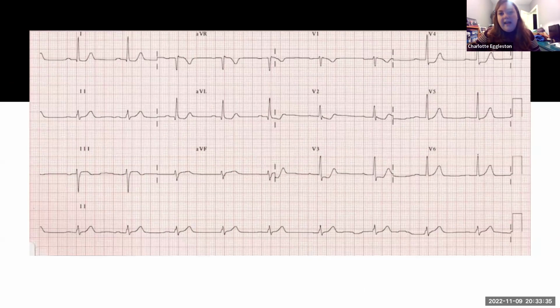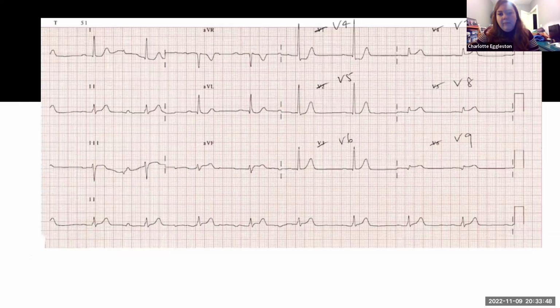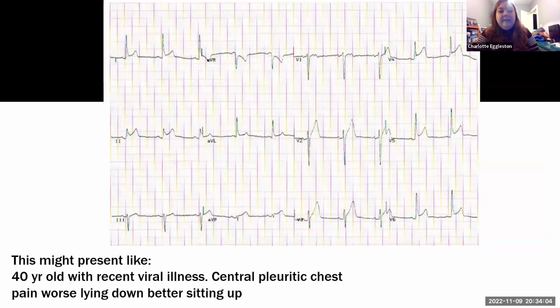Similarly, on this one, we've got ST depression again, kind of V2, V3, V4. We've got probably a little bit of ST elevation in 3, but it's a bit more subtle. And when they added on the extra leads, you can see again, we've got some subtle ST elevation, 7, 8 and 9. So they were having a posterior STEMI. So that's quite a good management plan. If you've just got ST depression, you could consider doing a posterior lead ECG.